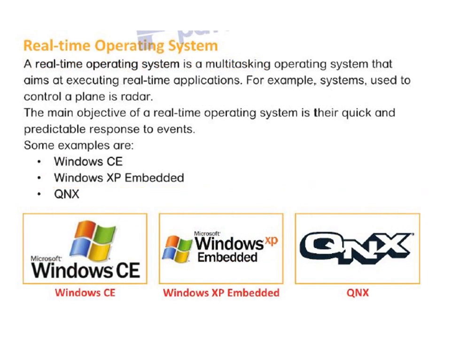Now, real-time operating system. A real-time operating system is a multitasking operating system that aims at executing real-time applications. For example, systems used to control a plane is radar. That is a real-time operating system. The main objective of real-time operating system is their quick and predictable response to events. Some examples are Windows CE, Windows XP Embedded, QNX. All these are operating systems which are real-time.